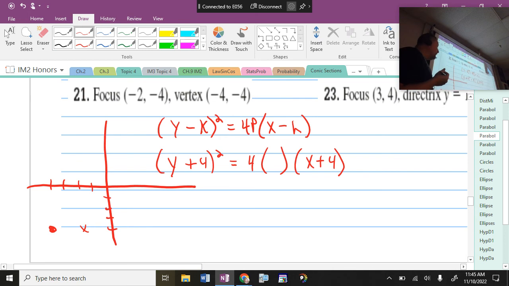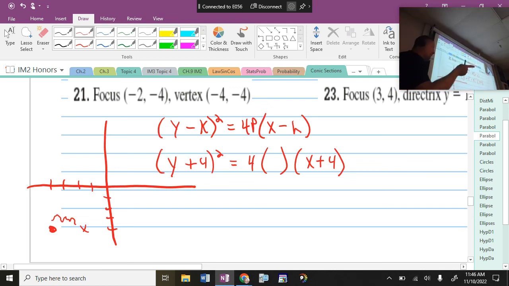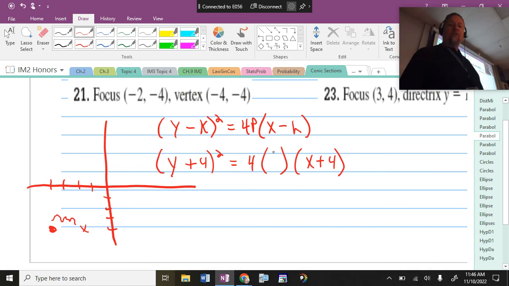Now, what is p? It's staring you in the face right now. I could just look right here. You see me? What is p? 3, 2, 1, go. 2. This is the whole idea of what p is, being the key. It is the distance the vertex is from either the focus or the directrix. I already have it. p is 2.